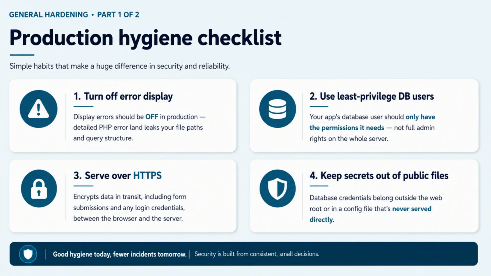Turn off error display. Display_errors should be off in production, because a detailed PHP error handed to a random visitor or an attacker reveals file paths, table and column names, and query structure, all of which make further attacks easier to plan. Least privileged database users: the MySQL user PHP connects as should only have the permissions the app actually needs, not full admin rights. If that account is ever compromised, the damage is limited to what it was actually granted. Serve over HTTPS to encrypt data in transit. Keep secrets out of public.